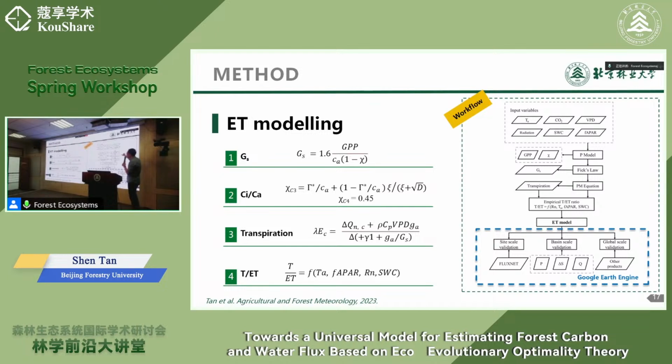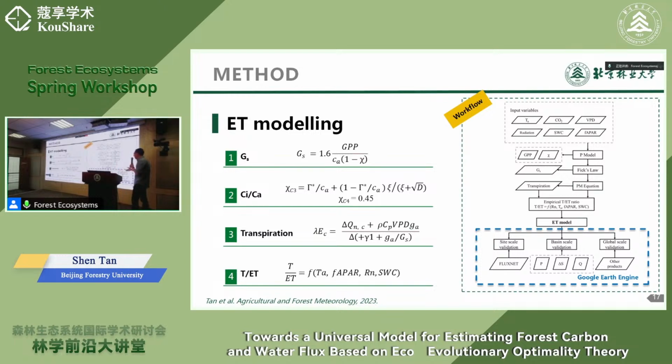This part describes the equations here. What I want to say is that because I want to estimate evapotranspiration and the GPP global-wide, I have to do a lot of calculation tasks. So I employed the Google Earth Engine platform to finish the computation tasks, and we finally can generate a 500 meters grade GPP and ET products with 8-day time step covering the entire world.